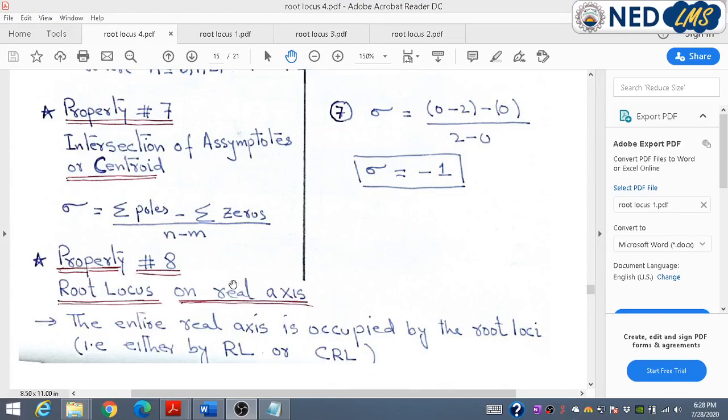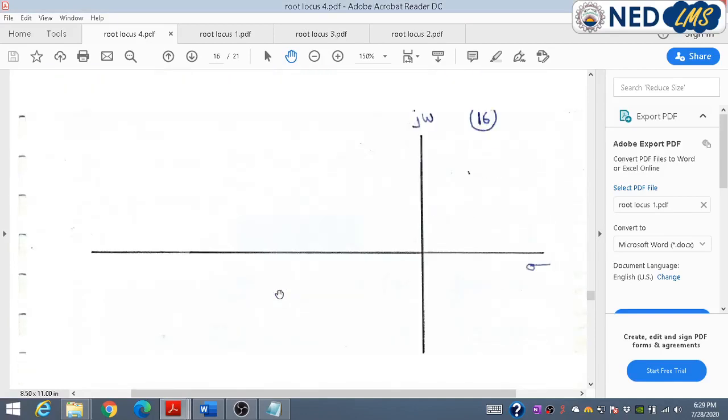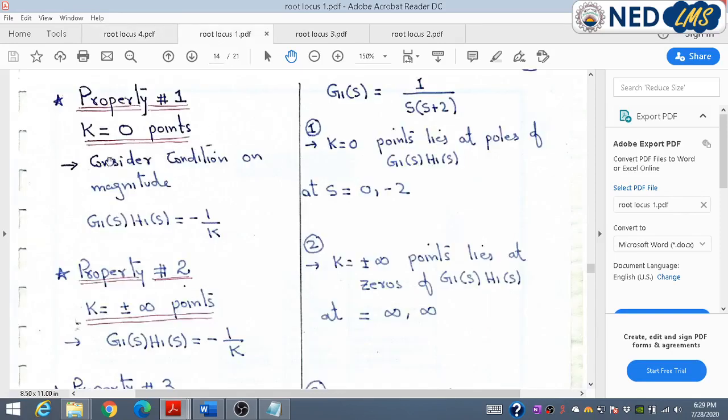Okay, now let's move to sketch the root locus with the help of the properties we have discussed so far. This is the sigma j omega plane. First of all, we have to apply property number 1. Property number 1 is the k equal to 0 points, and these k equal to 0 points are at 0 and minus 2.